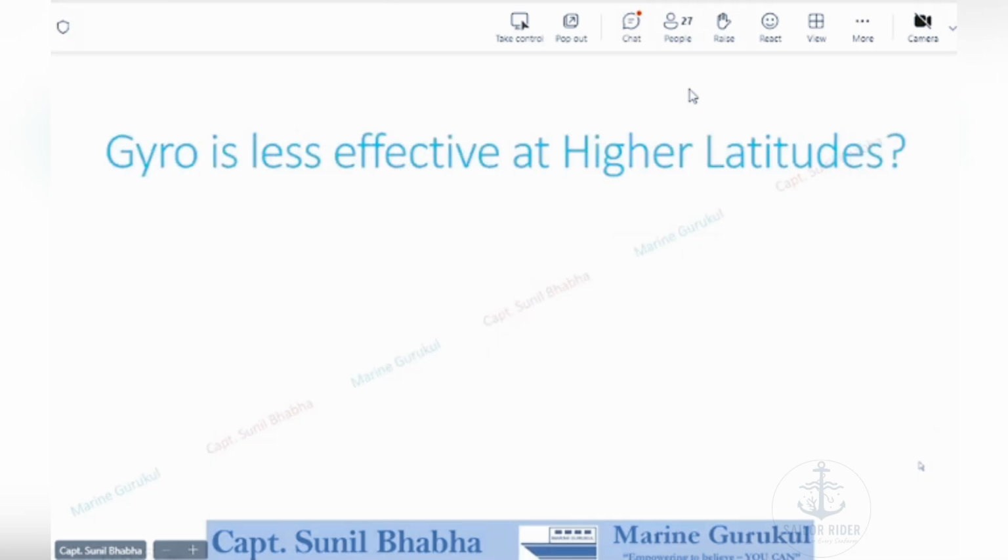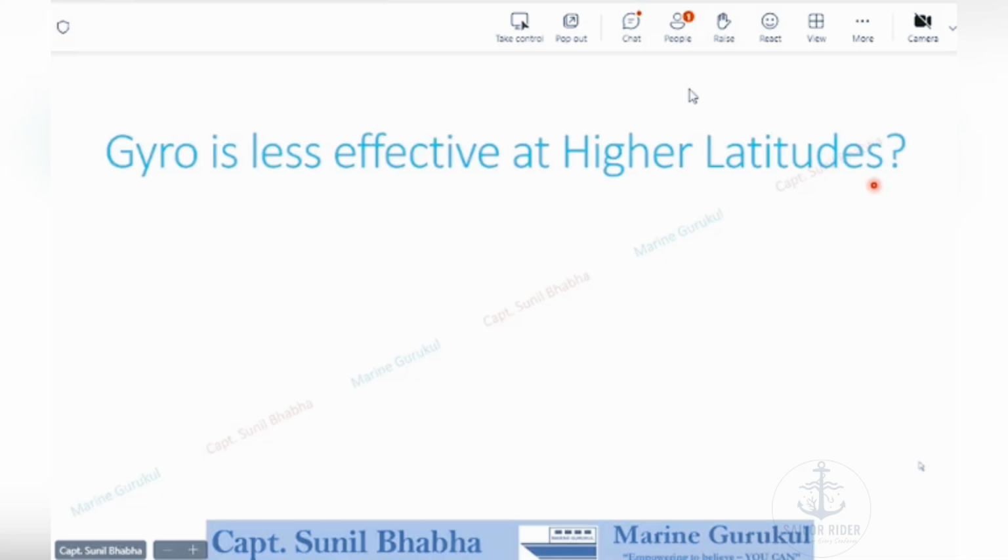Now one question which is sometimes asked in the examinations also, written as well as orals. Why is gyro less effective at higher latitudes? Go ahead, beta.